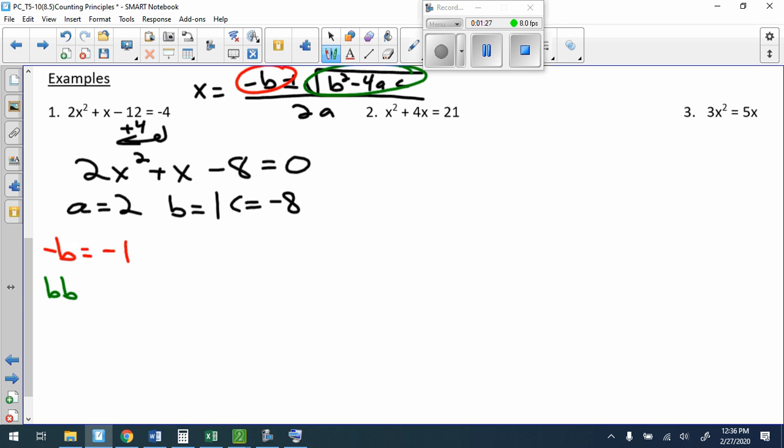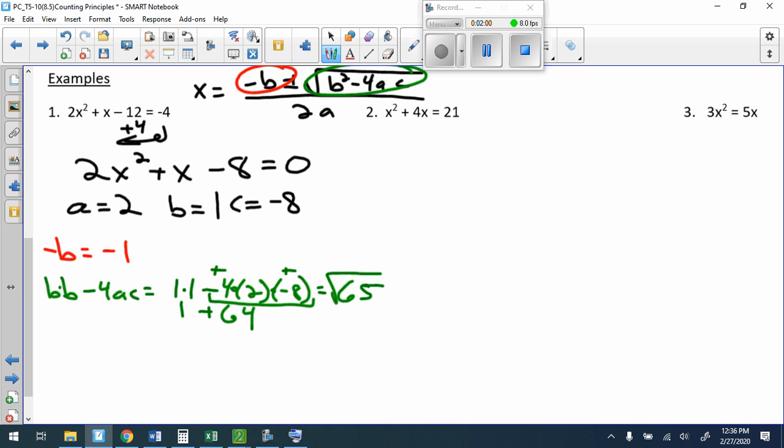I do the b squared, which is b times b, minus 4ac. So that's 1 times 1 minus 4 times 2 times negative 8. If you're going to do this in the correct order, make sure you do the 1 times 1 by itself, and then you do all of this by itself, because the multiplication has to happen before the subtraction. So the double negative makes it positive, and ends up being a plus 64. So 1 plus 64 is 65.